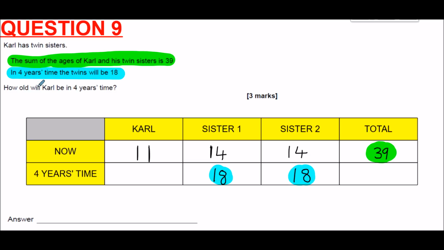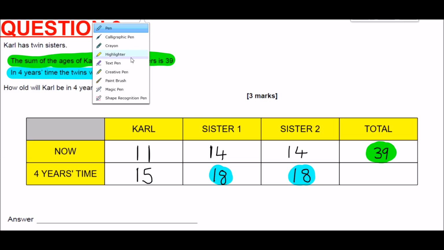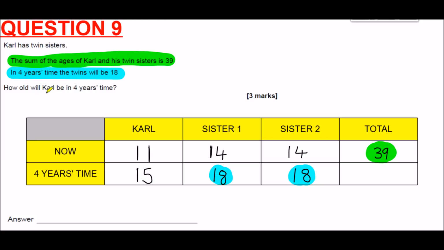And so the original question, how old will Karl be in 4 years' time? Well, if he's 11 now, in 4 years' time, he must be 15. And that's our final answer. So in 4 years' time, Karl is going to be 15 years old. That's our final answer for question 9.